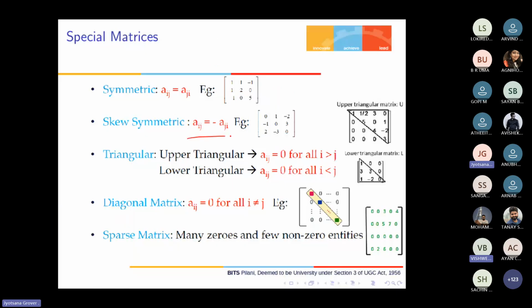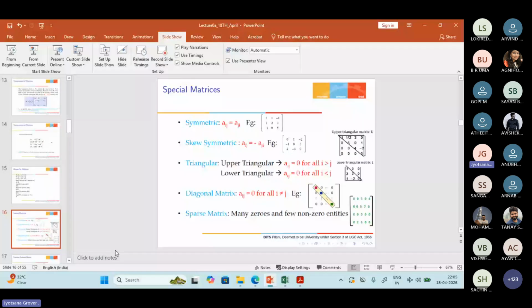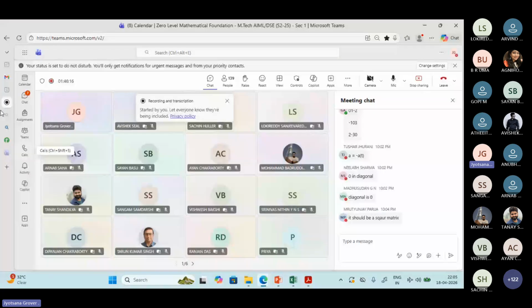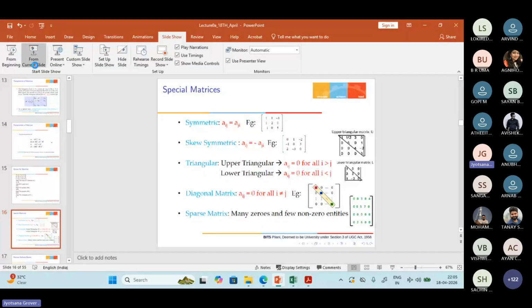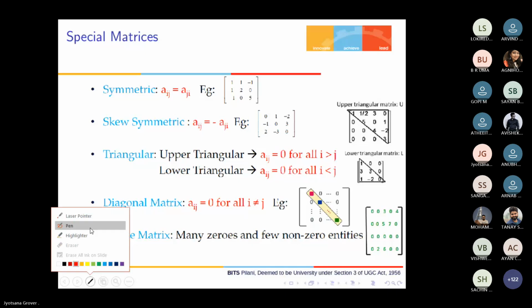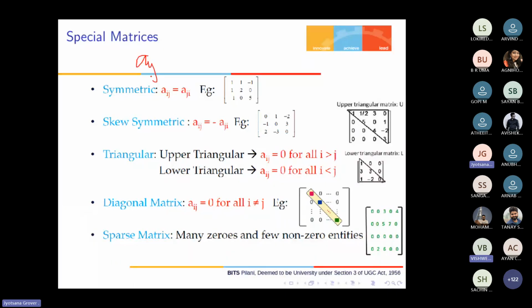See, A_ij, so what does this imply? According to this, A_ij plus A_ji is equal to 0, right? Oh, this is not writing properly. A second, I'll write it in OneNote. I don't have any other option. No, I cannot write here. Okay, I'll just explain it here. Okay, got it. We can move.